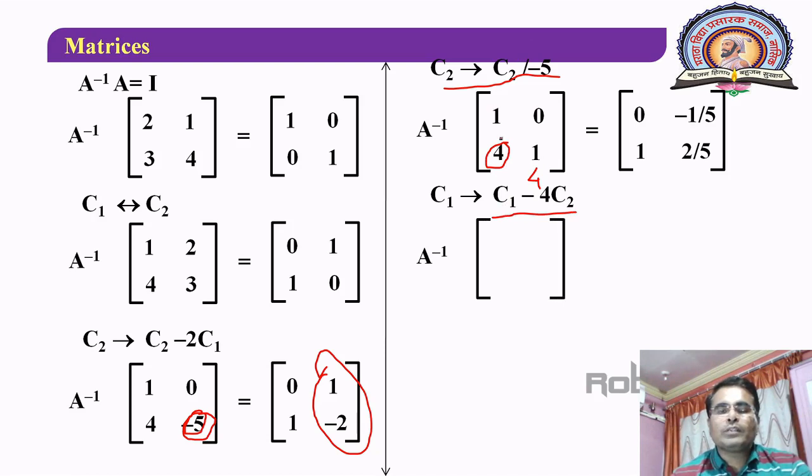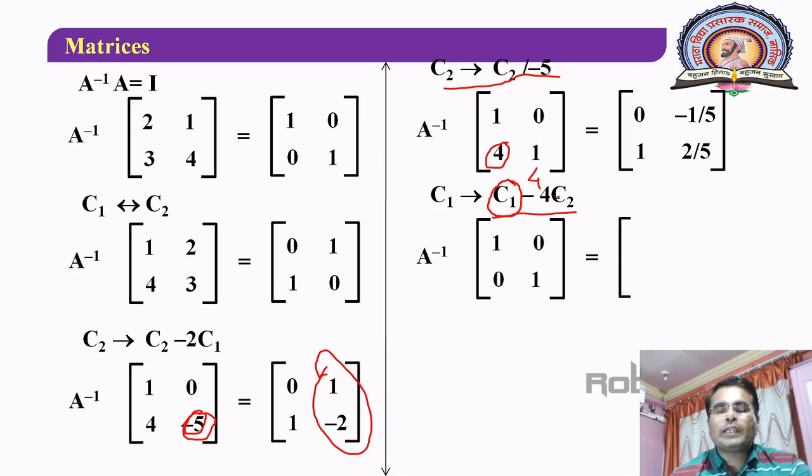Here we have to consider the first column: 1 minus 0, that is 1, and 4 minus 4, it is 0. The second column, 0 1, remains as it is. There is no change in C2, because this transformation makes changes in C1 only, not in C2.